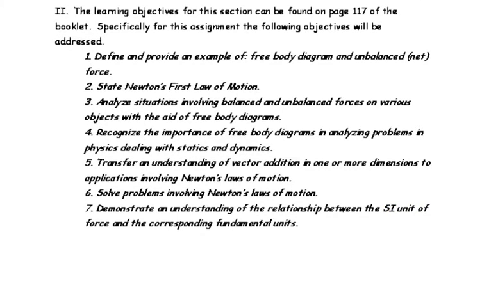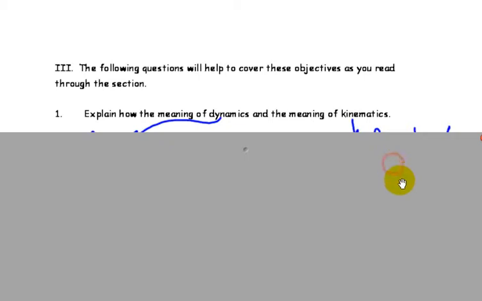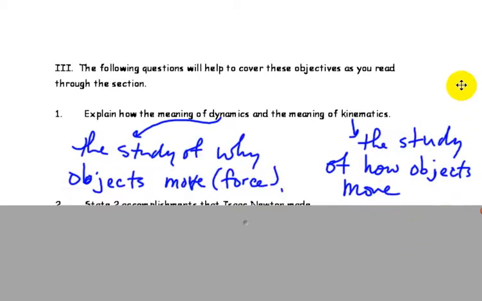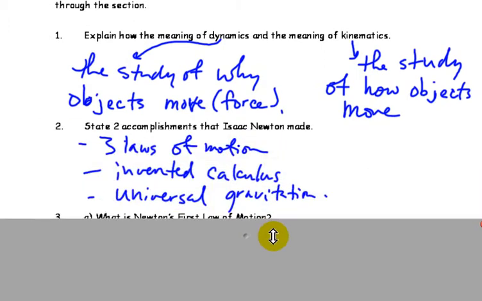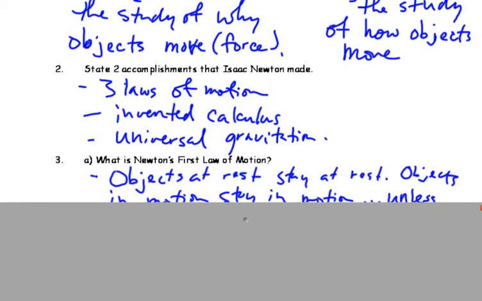So first of all, the first part of Unit 1 dealt with kinematics, the study of how objects move, so looking at moving at a specific speed, velocity, etc., accelerating maybe. Dynamics looks at why objects move, so looking at the forces involved with them. So when studying forces, we look at Isaac Newton and the contributions that he made, specifically with the three laws of motion, but of course other things that he did. Invented calculus, also universal gravitation is another thing that he did.